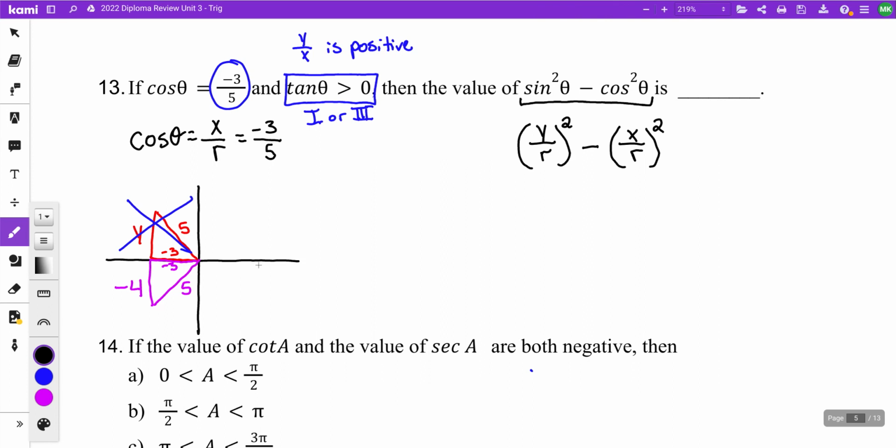Okay, putting this in. That means I have negative 4 over 5 squared minus negative 3 over 5 squared. Make sure you use brackets, right? Otherwise your negative won't get squared properly. You should have got, if I do this by hand quickly, 16 over 25 minus 9 over 25. Throw that in your calculator, and you should get 7 over 25.